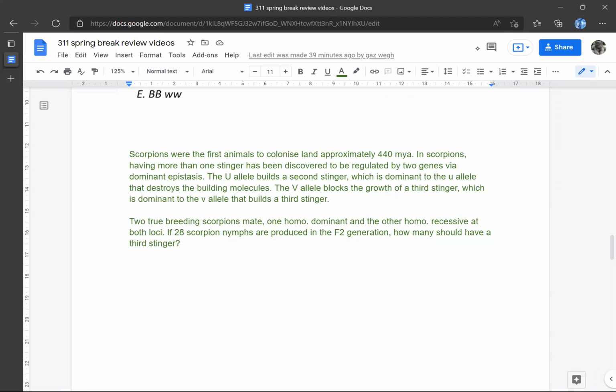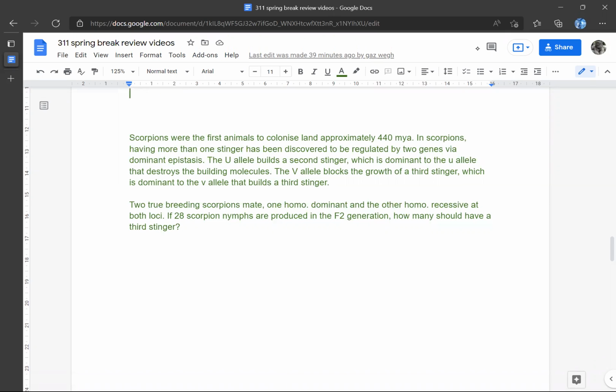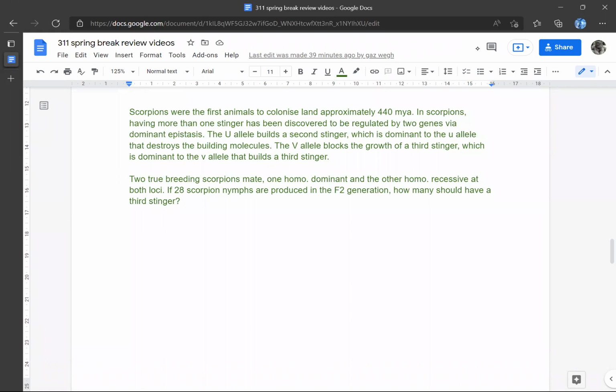Anyway, in scorpions, having more than one stinger has been discovered to be regulated by two genes via dominant epistasis. The dominant U allele builds a second stinger, which is dominant to the lowercase u allele, which destroys these molecules that are used to build the second stinger. And then we have the dominant V allele that blocks the growth of a third stinger, which is dominant to the lowercase v allele that does successfully build a third stinger.